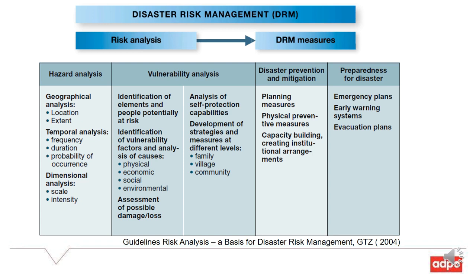vulnerabilities, assessment of possible damage and loss, and analysis of self-protection capability, development of strategies and measures at different levels in family, village, and community. All of this results in disaster prevention and mitigation planning measures, physical preventive measures, capacity building, creating institutional arrangements, and also results in preparedness for disasters like emergency plans, early warning systems, and evacuation plans.